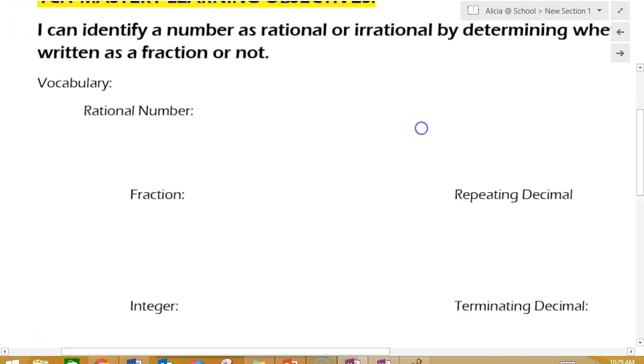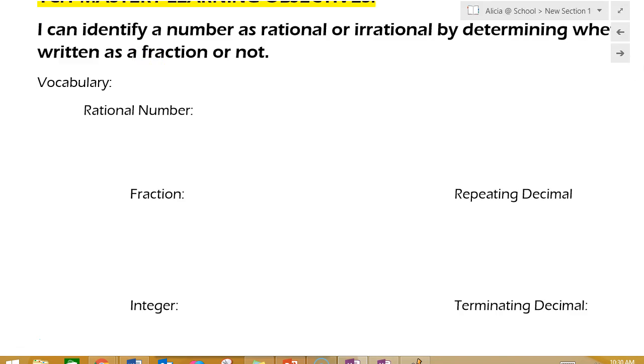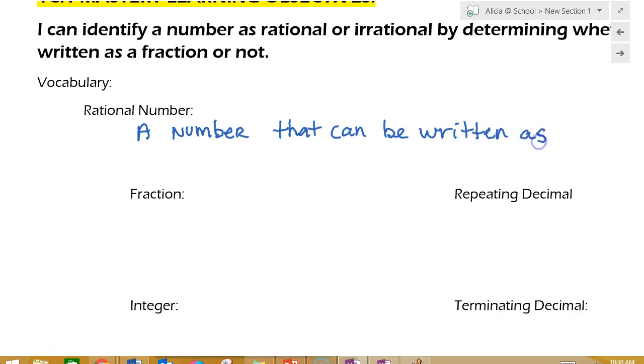So before we can even start adding, subtracting, or multiplying them, we have to be able to identify what a rational and irrational number is. So first off, rational number. A rational number is a number that can be written as a fraction.